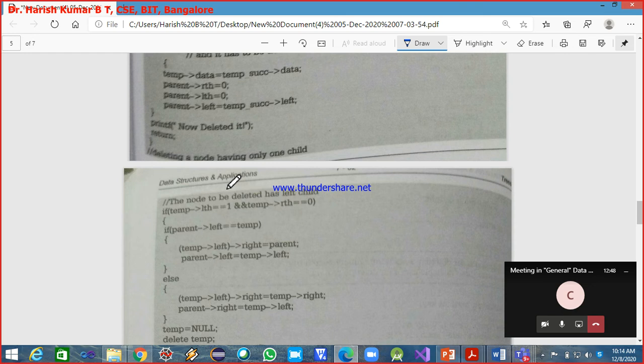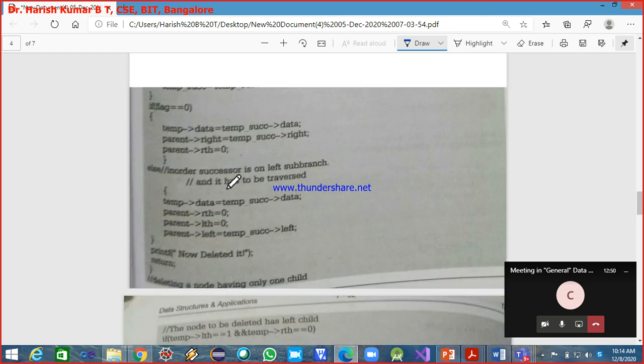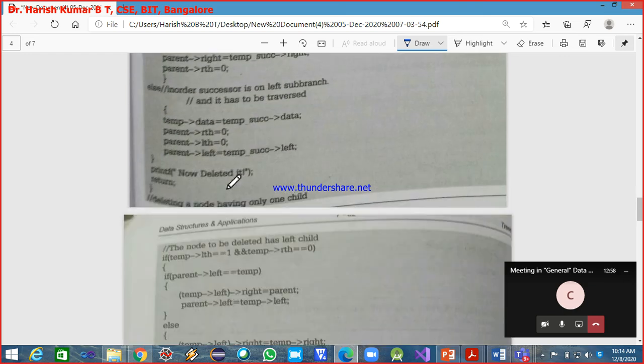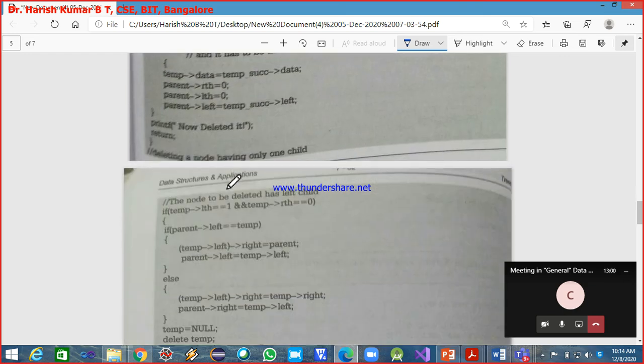I think now we got to discuss a node with 1 child. Is it clear? So we have completed deleting a node without any child and deleting a node with 2 children. So now what we have to discuss is deleting a node with only 1 child. Okay, the node to be deleted has the left child.